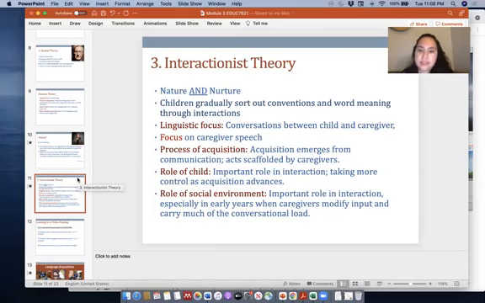And here the process is that language emerges from communication. The child has an important role in the interaction, but the environment also has an important role in the interaction because it takes two to interact. And here, the caretakers under this theory do modify the input, and they often carry much of the conversation. And as a child acquires more language, or feels more comfortable in a certain situation using specific forms of language, then the load of conversation is more balanced.